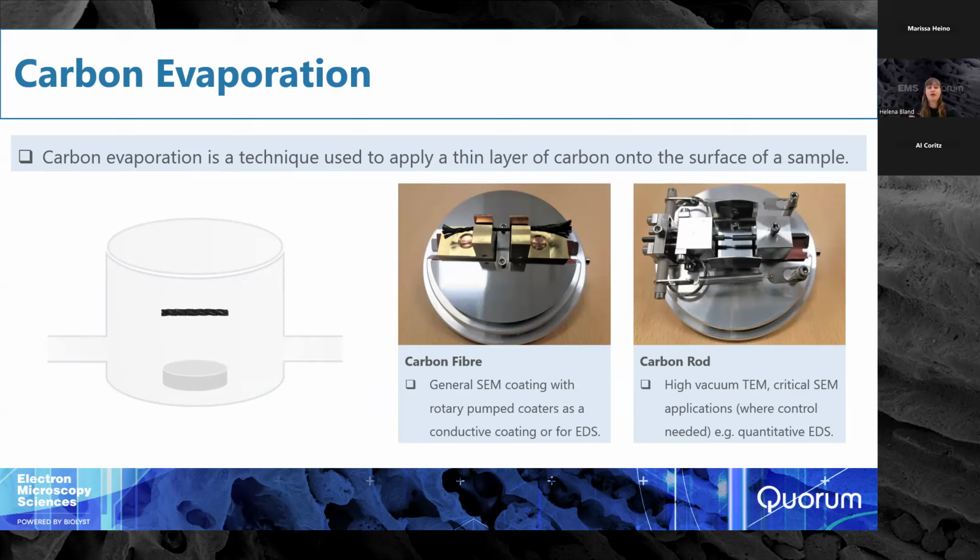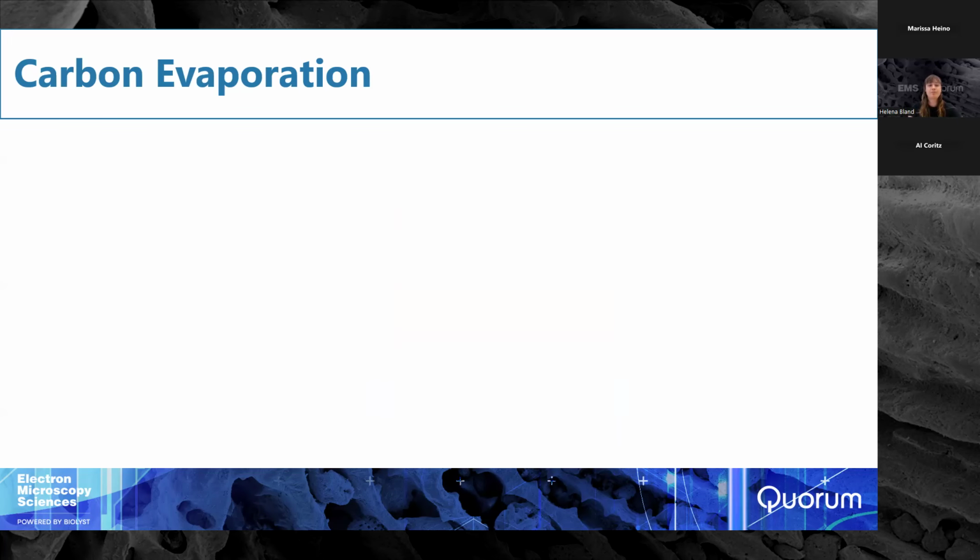All we're doing is we have a carbon source and we are applying a voltage, which is resulting in the evaporation of carbon from the surface. And we have two types of carbon evaporation. We have carbon fiber evaporation and carbon rod evaporation. So just to go through the differences between those two different types of evaporation, because what you're actually wanting to do with your sample will depend on what kind of evaporation is best suited.